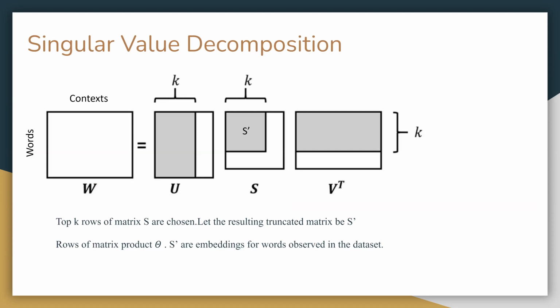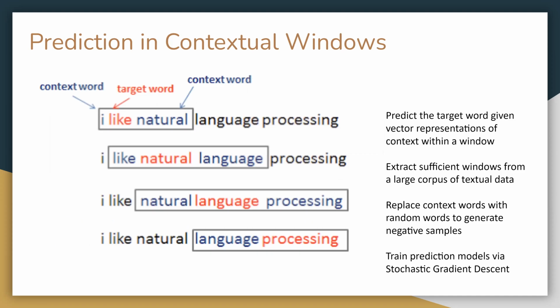Typically, we truncate the matrix S to include only the top k rows. Let this matrix be S. So we then evaluate the dot product of matrices U and S to get a matrix of dimension M×D. In our use case of training word embeddings, the rows of this matrix are the word embeddings we seek. Thus, we have one way to extract word embeddings from data. But is this the only way?